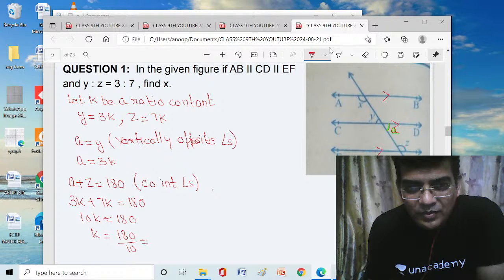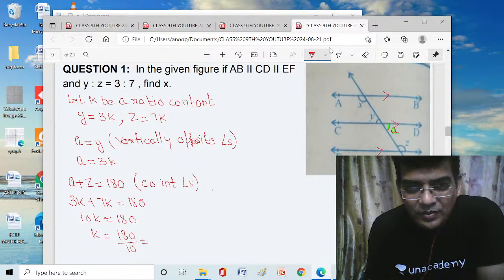But in the question they have asked me to calculate x. Now coming to these two angles, x and y, you can see they are also co-interior angles lying between these two parallel lines. So same property I can use over here, that x plus y, their sum will be equal to 180, and the reason I will give is co-interior angles, right?